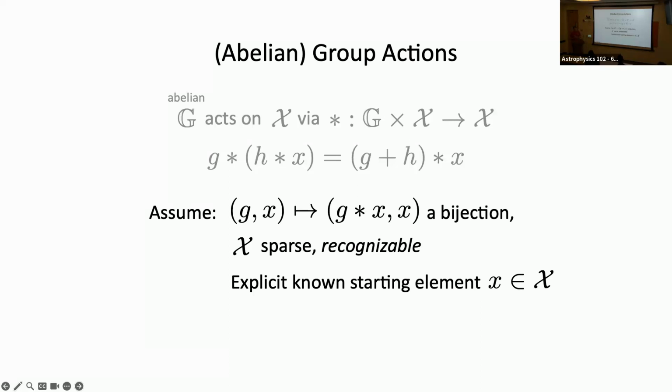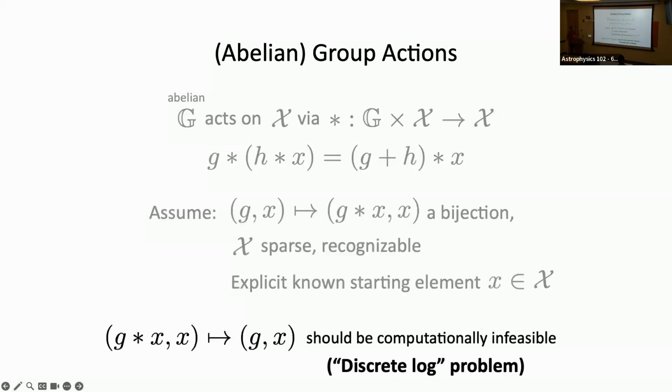I'm also going to assume that everyone has agreed on an explicit starting element x, known to everyone. This is little x. From little x, you can act on little x by G and walk around the set big X. But the set big X is sparse.